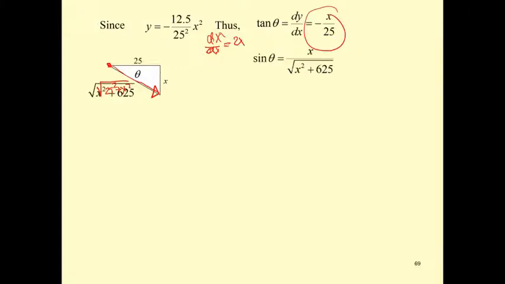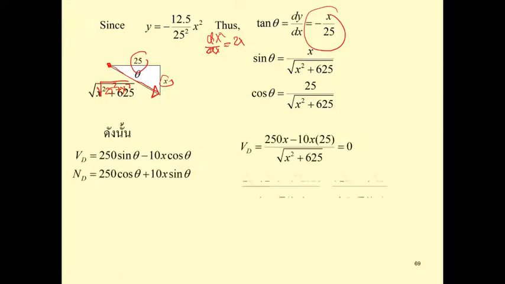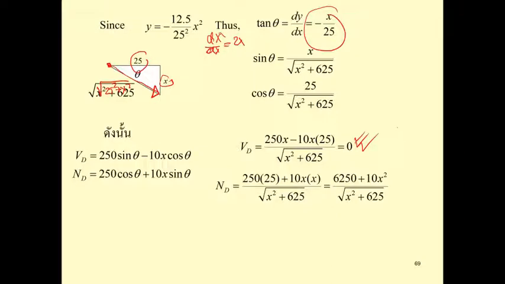If you like to find the sine, it is going to be what? The sine is going to be x divided by this. The cosine is going to be 25 divided by this. And if you put into this equation, you will get v sub d equal to 0. As we have seen before, the parabolic arcs have no shear force and also no bending moment. And the equation for the axial force is in the form like this.